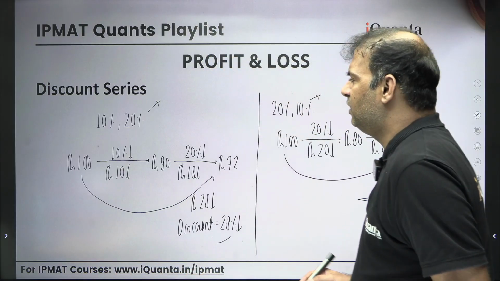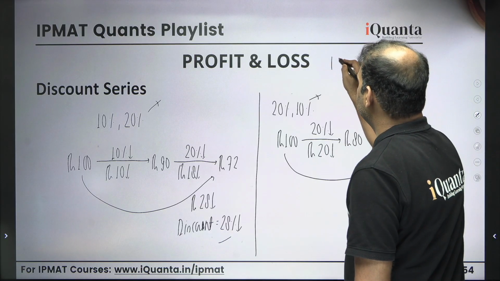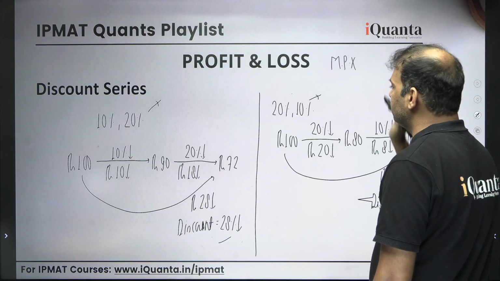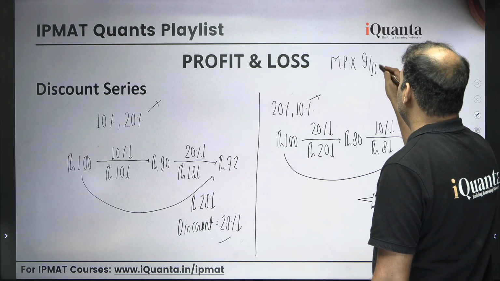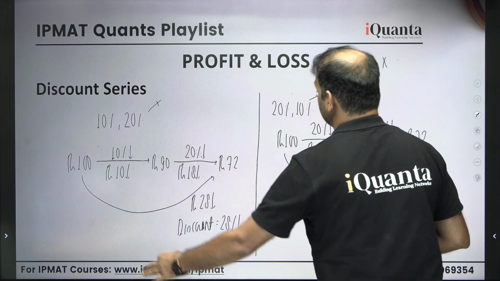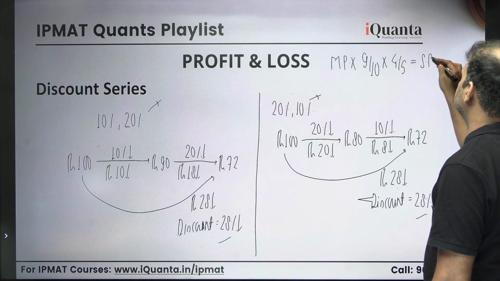Now how do we make the relation between MP and SP? The same thing, guys. MP is certain first, and then the first discount is 10%, so the multiplication factor is 9 by 10. The second discount is 20%, so the multiplication factor is 4 by 5, and it must give us the final selling price.